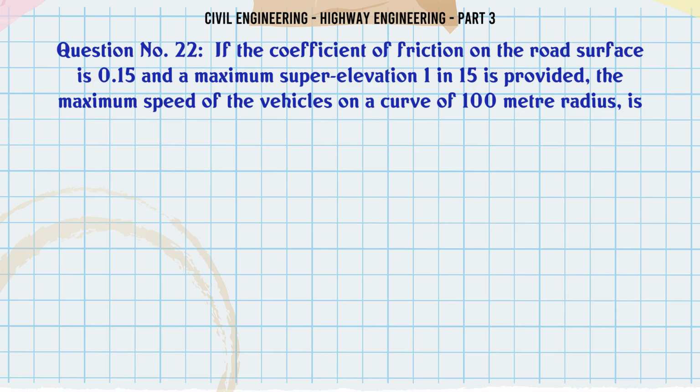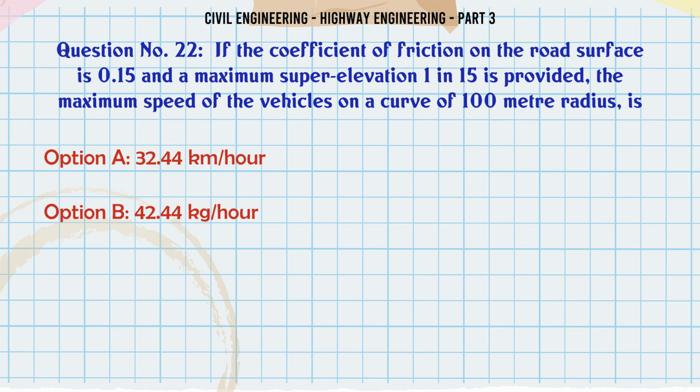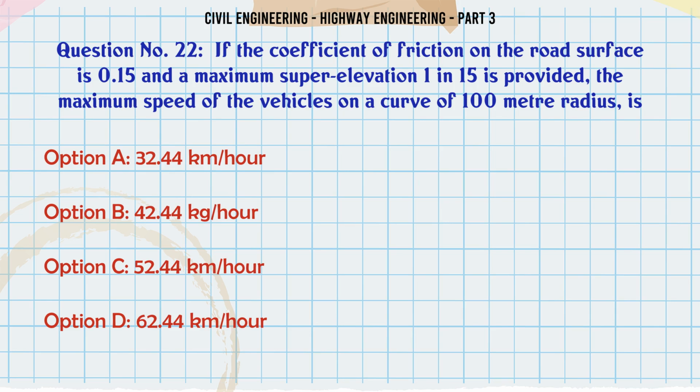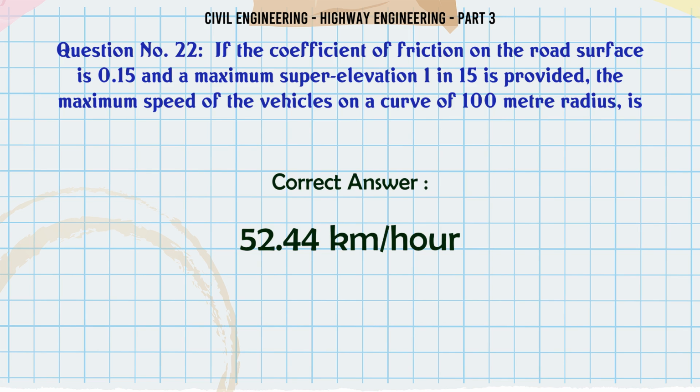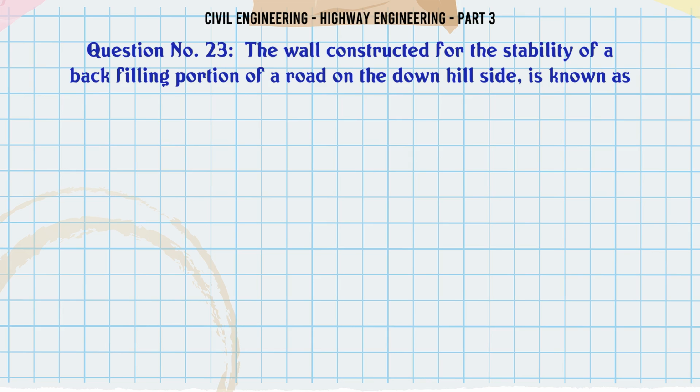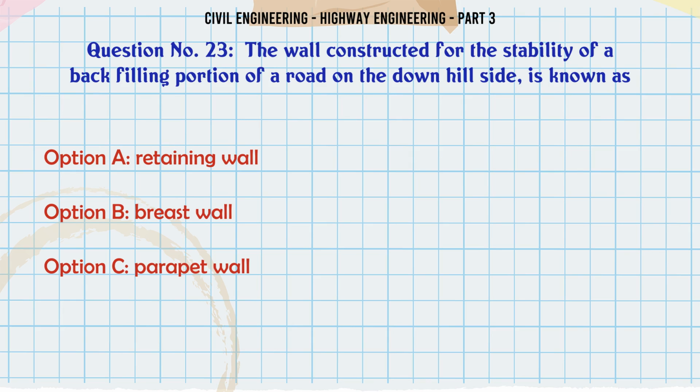If the coefficient of friction on the road surface is 0.15 and a maximum super elevation 1 in 15 is provided, the maximum speed of the vehicles on a curve of 100 meter radius is A. 32.44 km/h, B. 42.44 km/h, C. 52.44 km/h, D. 62.44 km/h. The correct answer is 52.44 km/h.